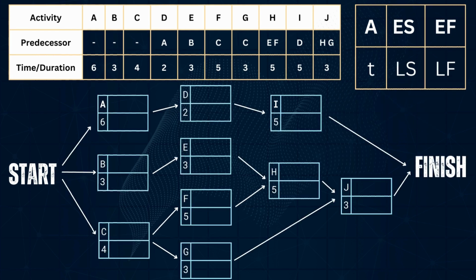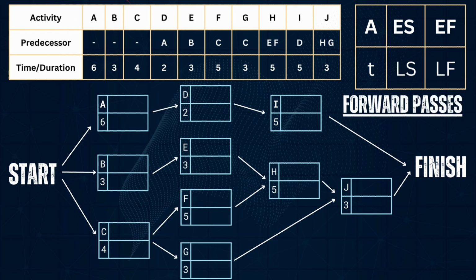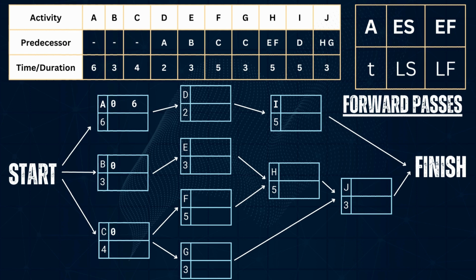So here's the network with the activity nodes displaying the letters and times. So let's do the forward pass. Since A, B, and C have no predecessors, their earliest start will be 0. We will use this formula, EF is equal to ES plus T, to get the earliest finish. So on activity A, 0 plus 6 is equal to 6. On activity B, 0 plus 3 is equal to 3, and for activity C, 0 plus 4 is equal to 4.